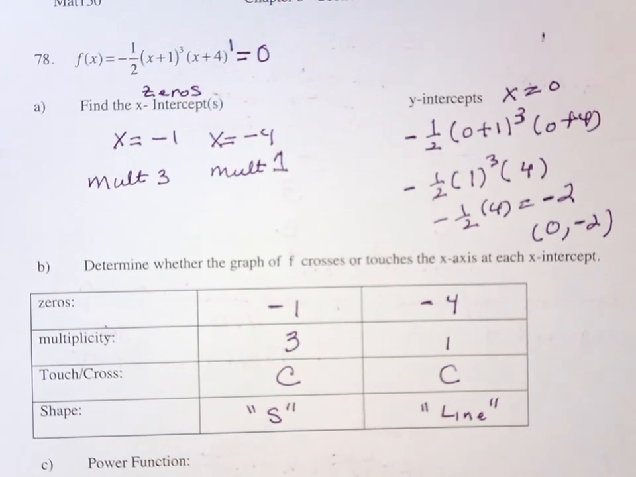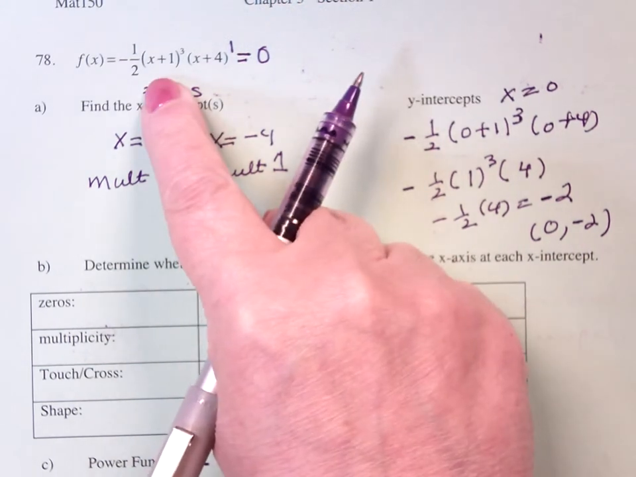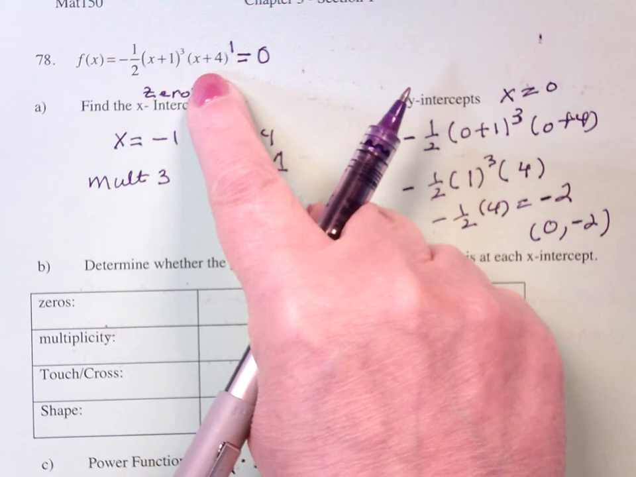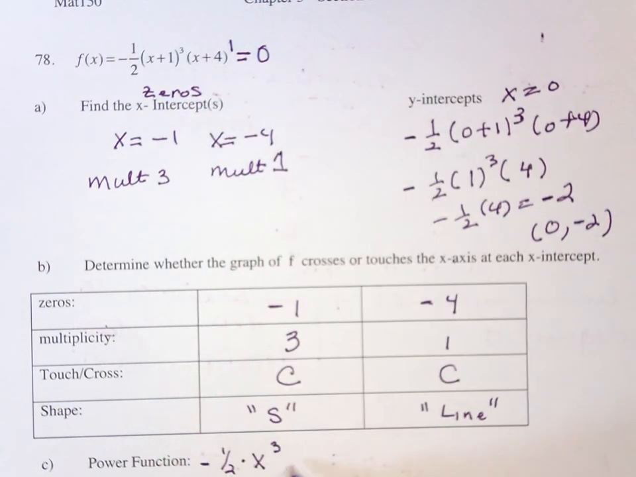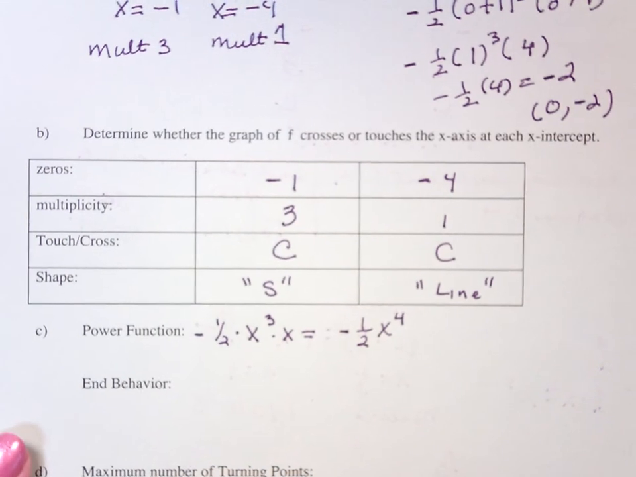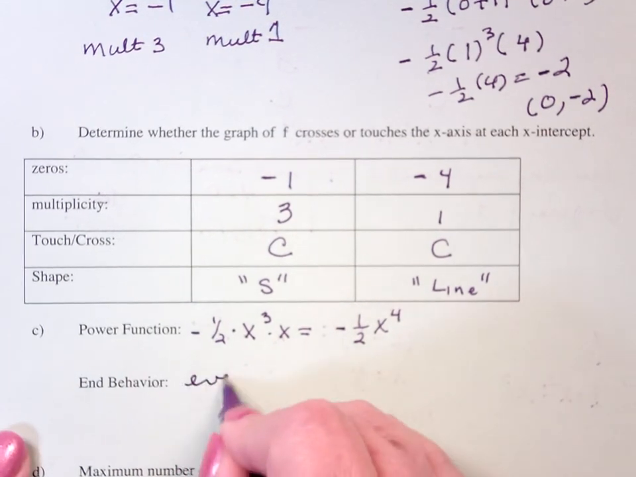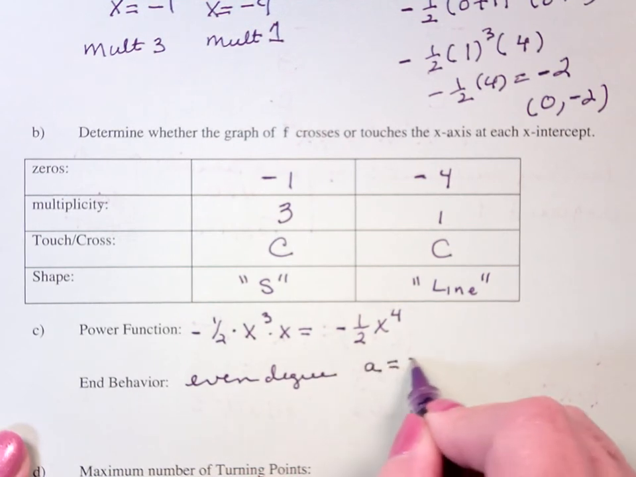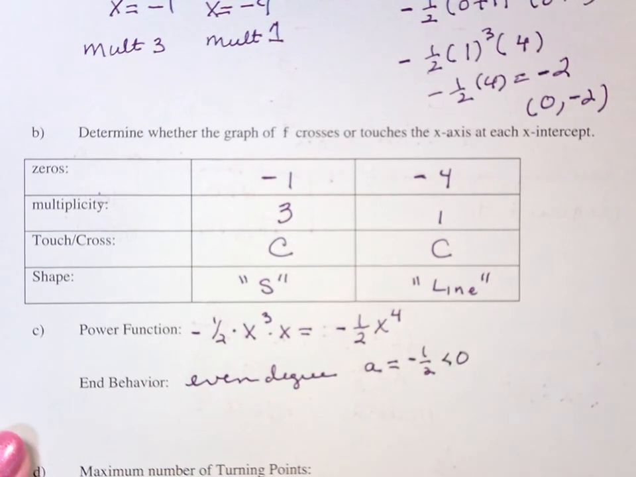What's the power function? Well, it is -1/2 times, highest power coming out of x plus 1, the quantity cubed, would be x to the third. Highest power coming out of x plus 4 to the 1 is x. This guy is -1/2 x to the 4th. That makes him an even degree polynomial. So he's even degree. Leading coefficient is -1/2, which is negative.